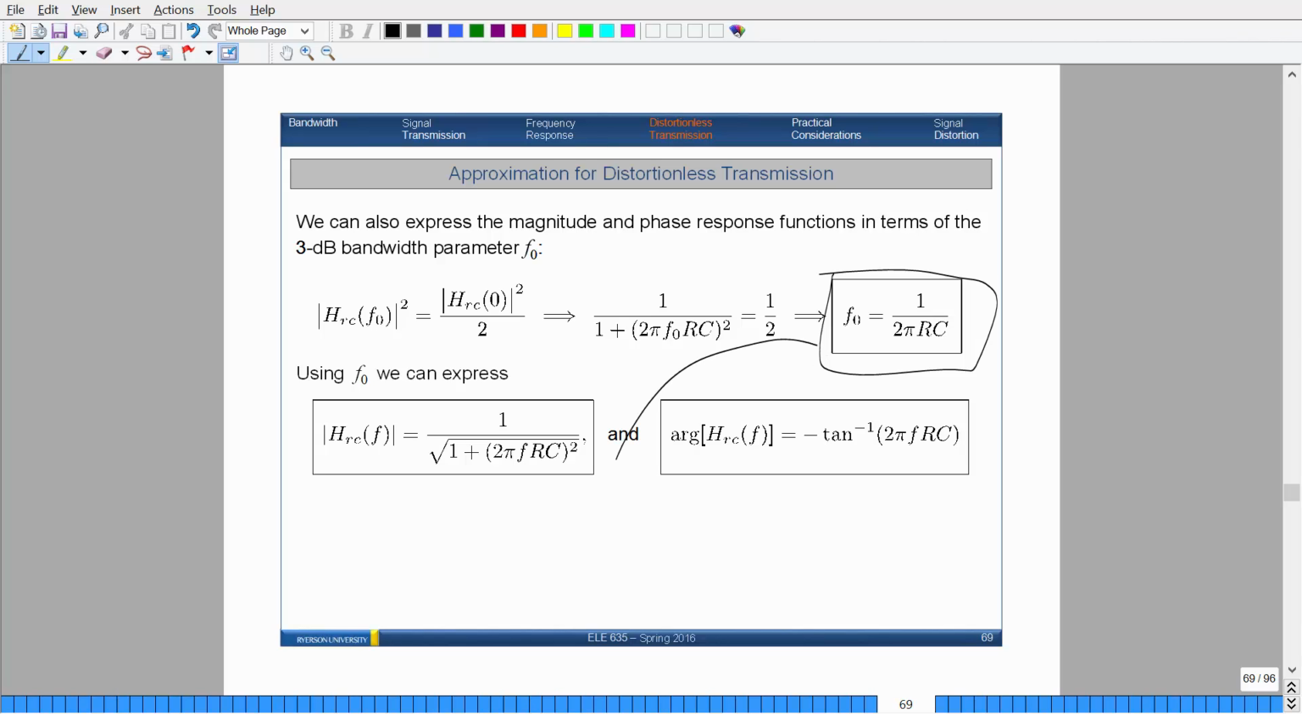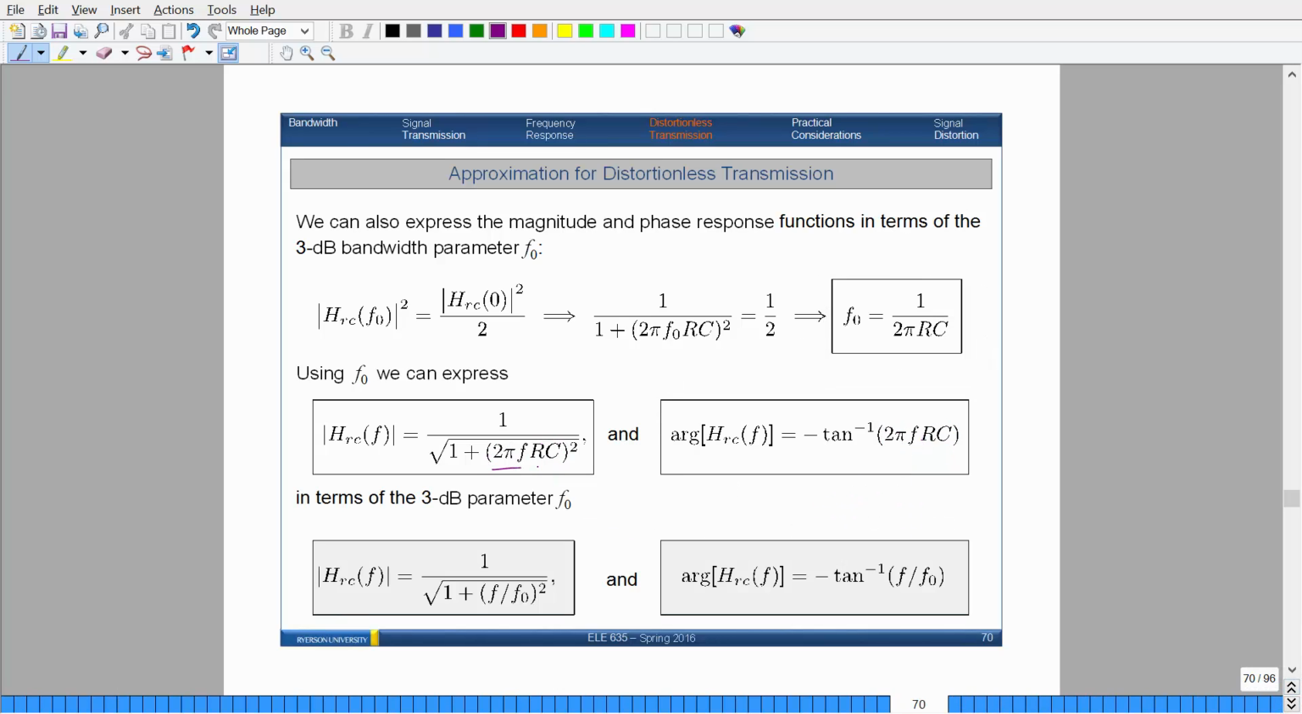What I can do here is take the inverse and re-express this so that 1 over f0 equals 2 pi RC. You can see that there's a 2 pi RC term for both the magnitude and phase. If I replace this with 1 over f0, I get this result now. The 2 pi's and the RC's become 1 over f0, which replaces that. So you can represent the magnitude in terms of the 3 dB bandwidth.